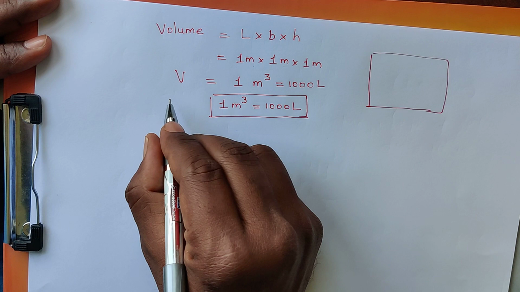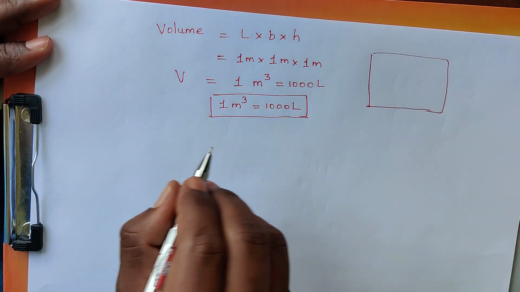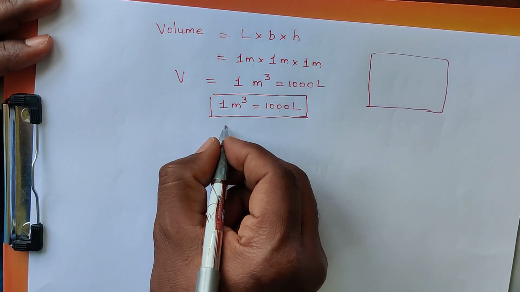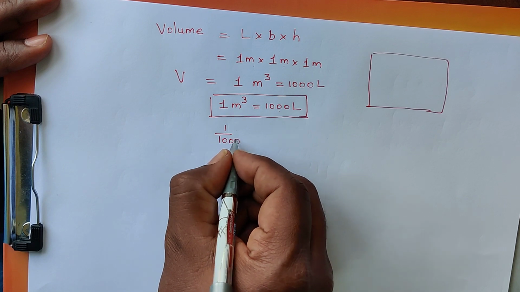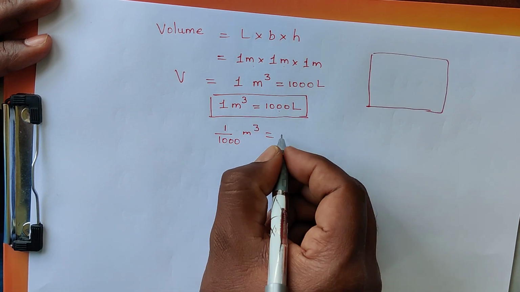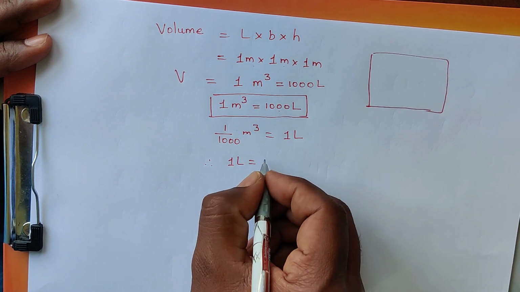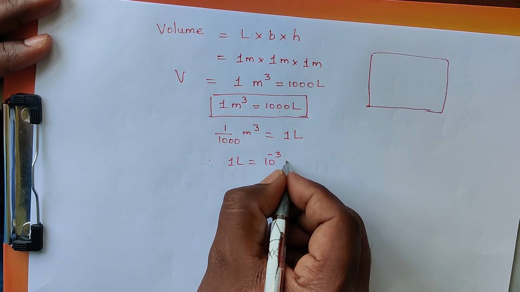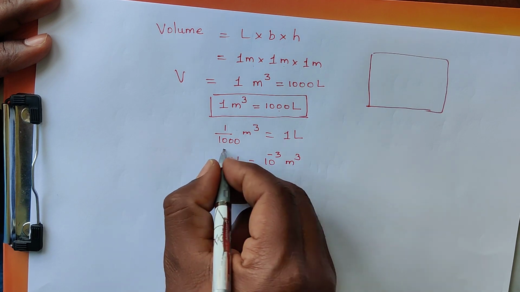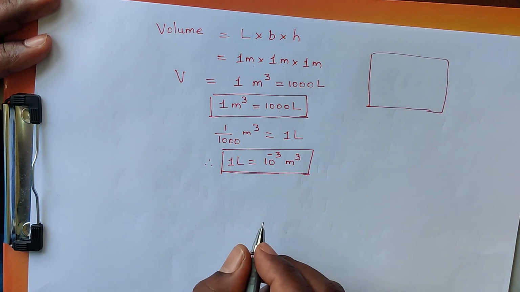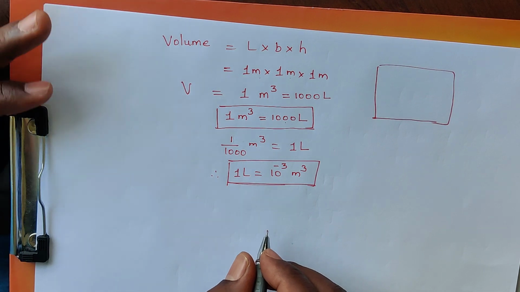Meter cube is a unit of volume. Liters is also a unit of volume. Whichever way you take it, 1/1000 meter cube equals 1 liter. Therefore 1 liter equals 10 to the power of minus 3 meter cube.